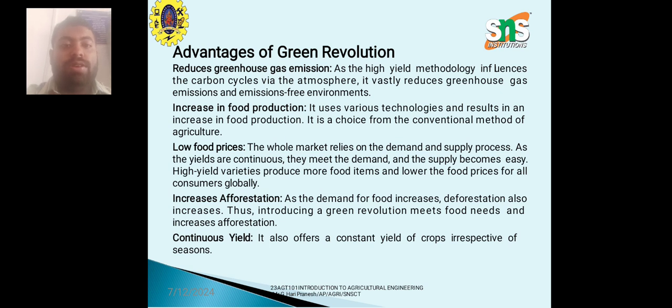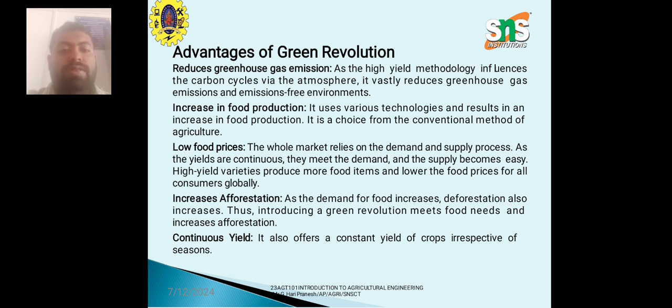It increases afforestation. As the demand for food increases, deforestation also increases. Thus, by introducing the green revolution, it not only meets the food need of the consumers, it also increases afforestation. Continuous yield.